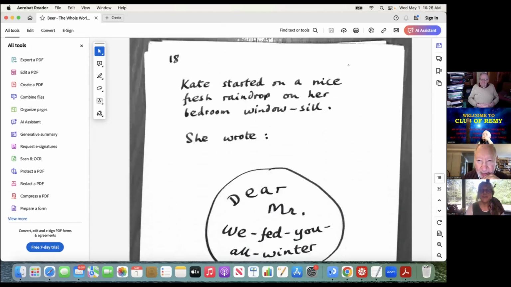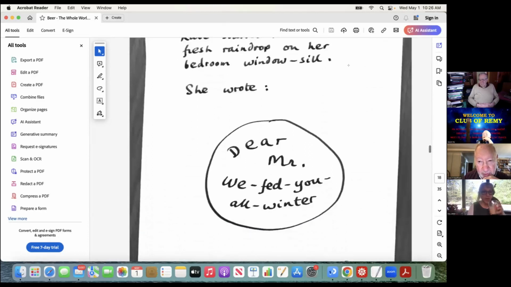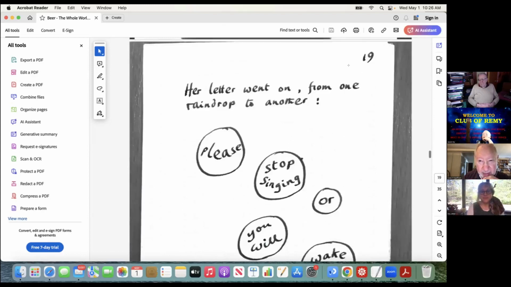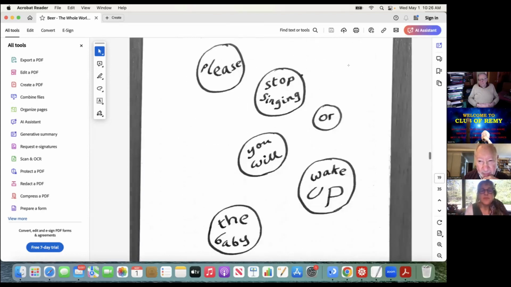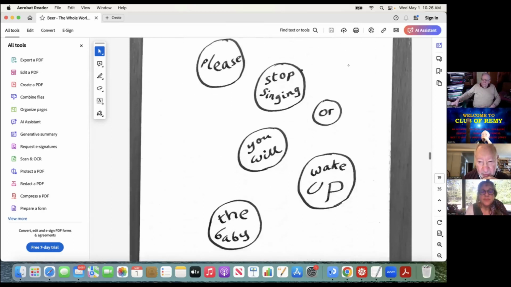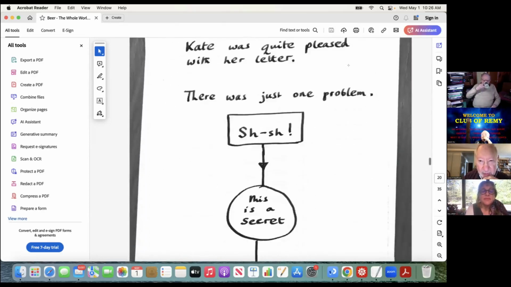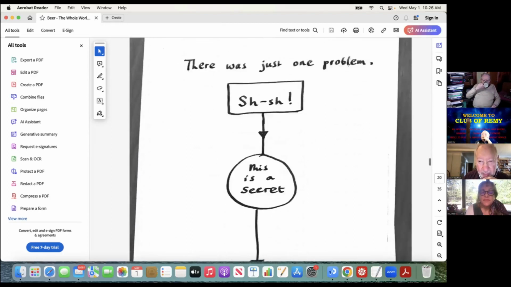The boundaries are getting interpenetrating here, what with raindrops and so on, and soaking one thing into another. Kate started on a nice fresh raindrop on her bedroom windowsill. She wrote, "Dear Mr. We fed you all winter," and that was more polite. Her letter went on from one raindrop to another: "Please stop singing or you will wake up the baby." Just like that. Kate was quite pleased with her letter, which was just one problem.